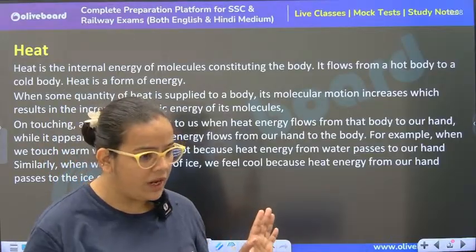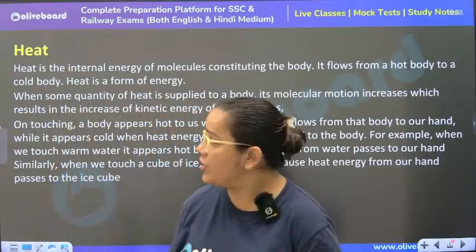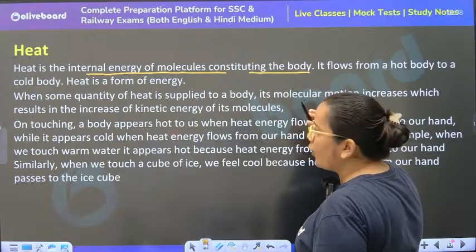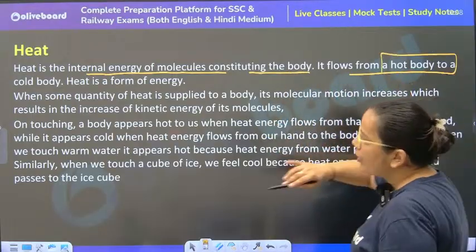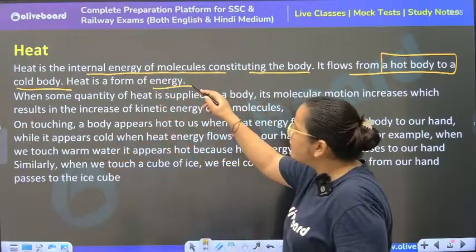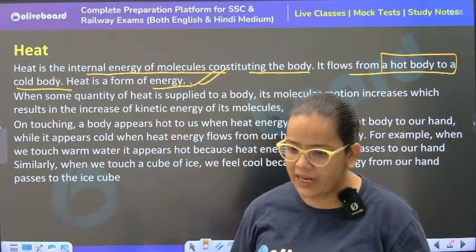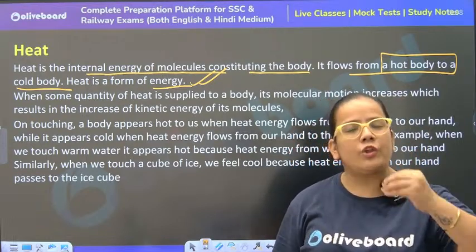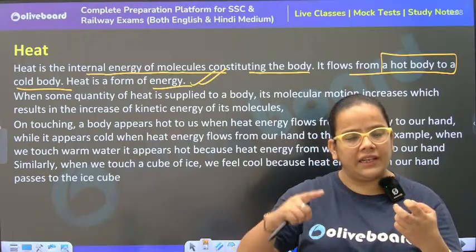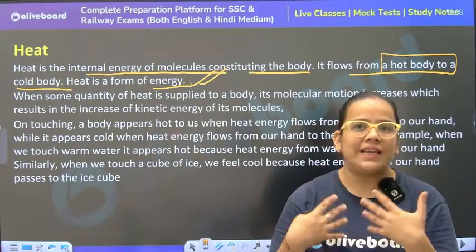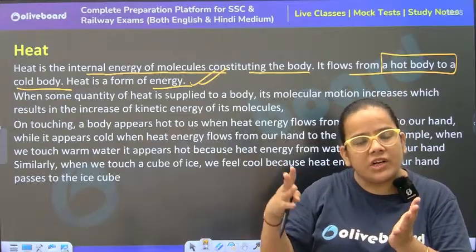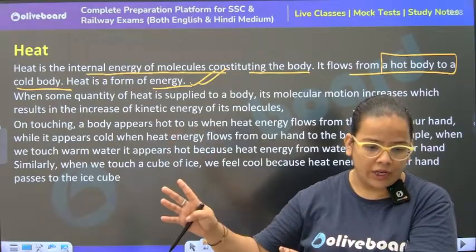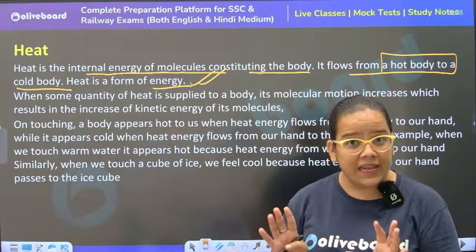So because of this temperature difference, heat is transient, and it is a form of energy. This is the first and a very important definition. Apart from this, heat is the internal energy of the molecules constituting the body. It flows from a hot body to a cold body, and heat is a form of energy, the simplest thing, right? All the substances in our surroundings are made up of atoms and molecules, and they have some space, and whenever we raise the temperature, they get heated, and once there's a temperature difference, that heat energy transfers from a hot body to a cold body. Clear, everyone? Anyone having any issues regarding this?